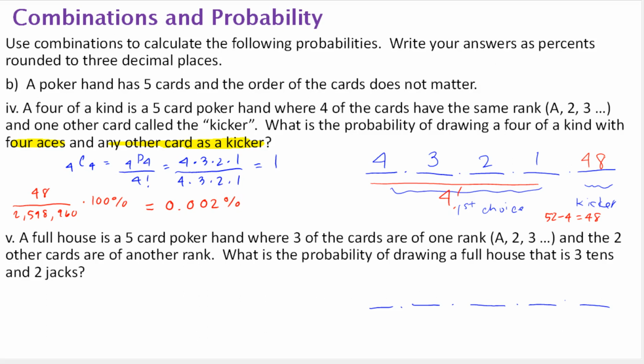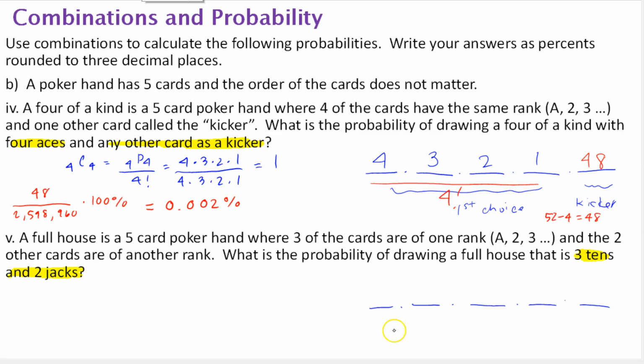Now let's look at the last one. A full house is a 5-card poker hand where 3 of the cards are of one rank and the 2 other cards are of another rank. So what is the probability of drawing a full house that is 3 tens and 2 jacks? So this is a specific full house, just like this was a specific 4 of a kind with aces.